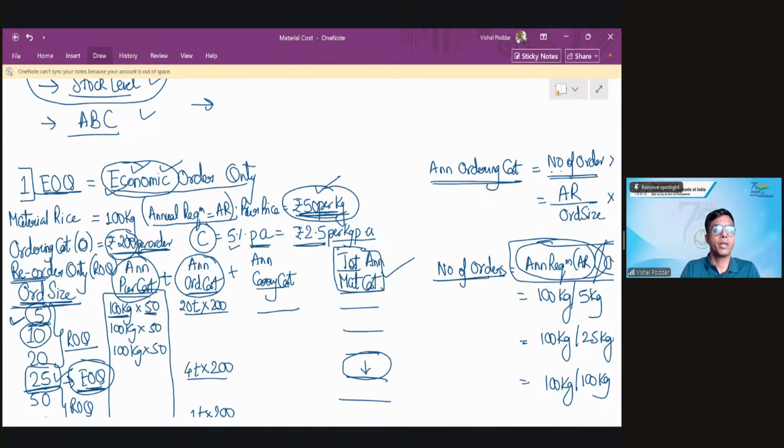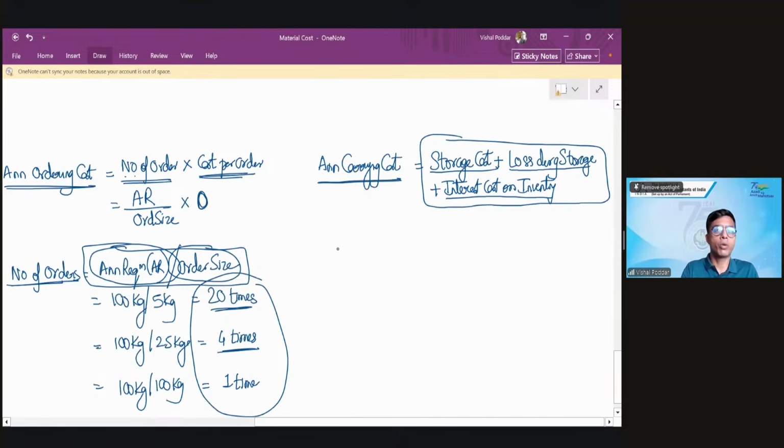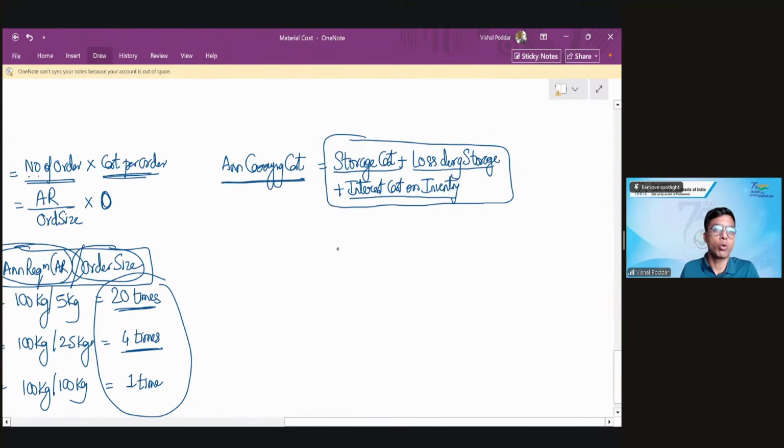Correct? Now, how much will be my total annual carrying cost? Pay attention. So now, once you have understood what is carrying cost, how will I get my total annual carrying cost? My total annual carrying cost will be calculated by the formula as carrying cost per unit per annum, which will now be represented by C. Now, this is the carrying cost. Chalo, for simplicity, we'll say storage. It is easy to hear and understand. So this is my storage cost of 1 unit for the whole year.